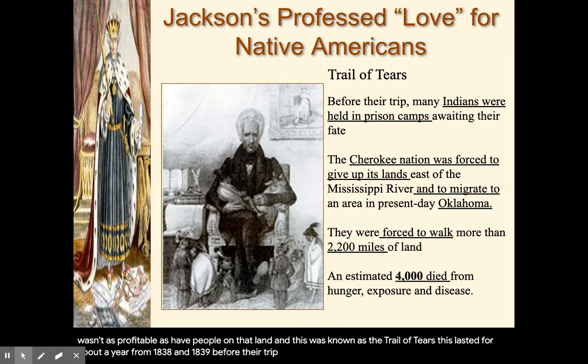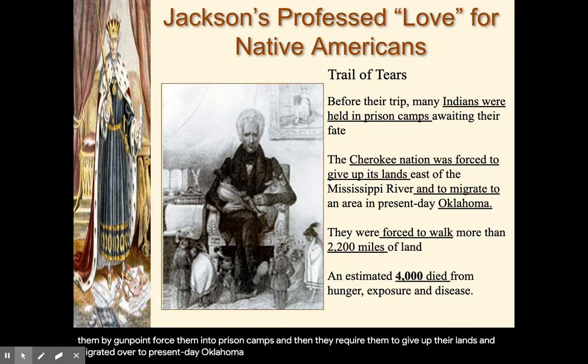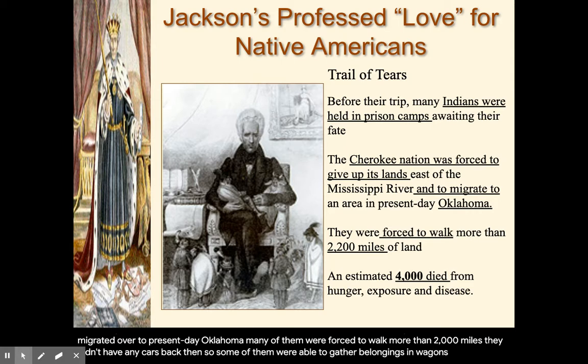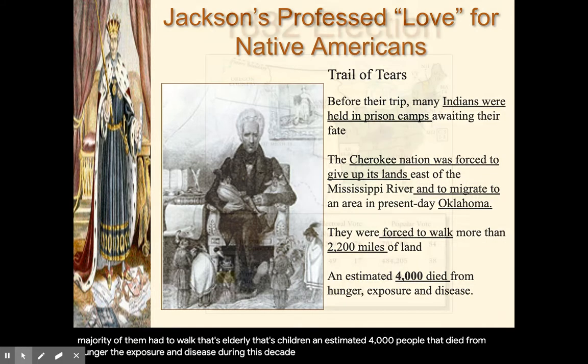Before their trip, they gathered the Native Americans. They held them at gunpoint, forced them into prison camps, and then required them to give up their lands and migrate to present-day Oklahoma. Many of them were forced to walk more than 2,000 miles. They didn't have any cars back then, so some of them were able to gather belongings in wagons, but the majority of them had to walk. That's elderly, that's children, everyone had to walk. An estimated 4,000 people died from hunger, exposure, and disease during this death march.